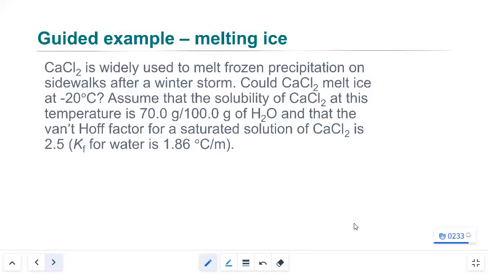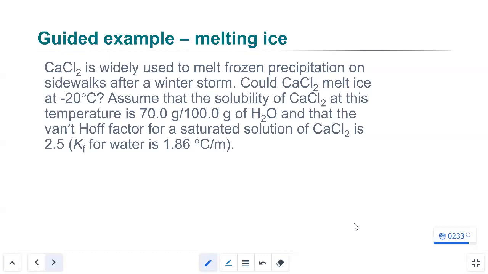All right, let's take a look at a little bit more complicated example. We've got sodium chloride, which we are using to melt ice on sidewalks after a winter storm. The question is this: could calcium chloride melt ice at -20 Celsius? We have to assume that the solubility of calcium chloride is 70 grams per 100, and that the Van't Hoff factor is 2.5 for a saturated solution.